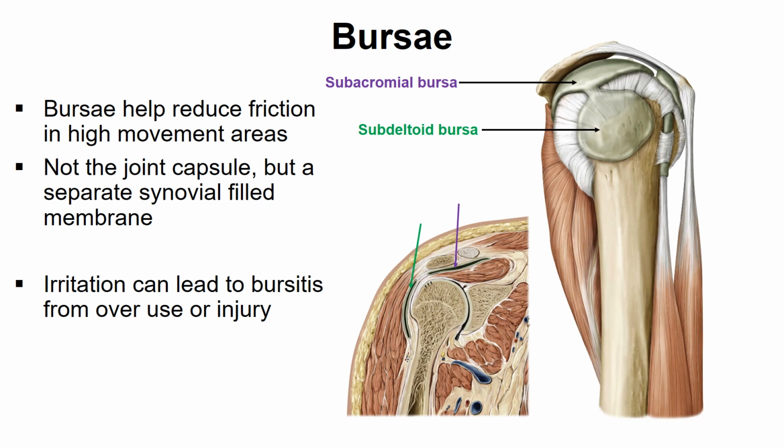So the subacromial is going to be on top of the ligaments of the glenohumeral joint, but just underneath the bone of the acromion, so below the acromion. And then the subdeltoid is going to exist around that greater and lesser tuberosity area, just deep to the deltoid. And then, of course, you can always get bursitis from these from overuse, from basically constantly irritating it by a lot of movement.